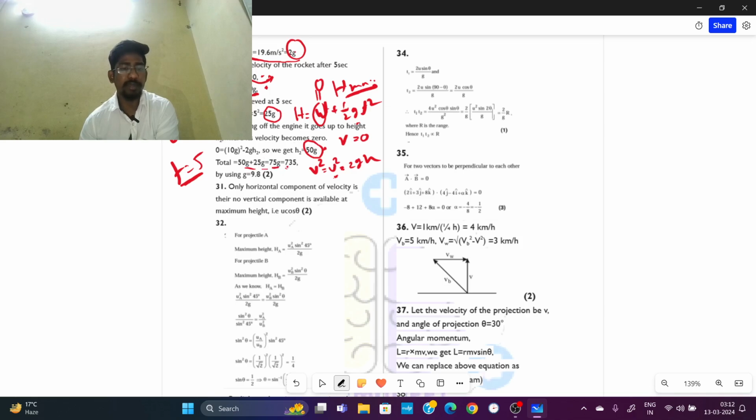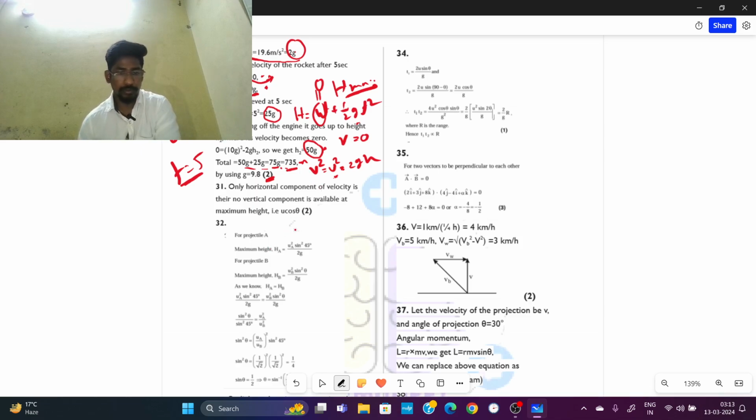That means 75g, and the value of g is 9.8. If we multiply these two, you will get 735 meter. So 735 meter is the right answer, that means option number 2 is the right answer. Okay, now moving on to the next question, 31.